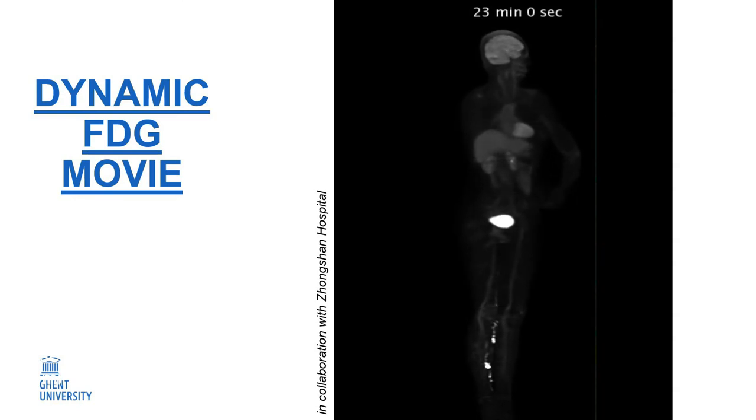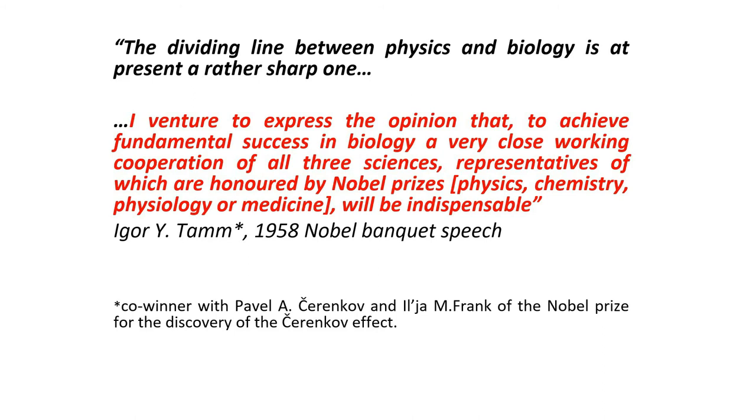And as I say, unfortunately it's a bit expensive, but probably will be. Let's see, "the dividing line between physics and biology is at present a rather sharp one." This was said in 1958. Who said that? That was Tamm, the Nobel Prize winner for Cherenkov radiation, together with Cherenkov. Another said, "I venture to express the opinion that to achieve fundamental success in biology, a very close working cooperation of all three sciences, representatives of which are honored by the Nobel Prize, physics, chemistry, physiology or medicine, will be indispensable."